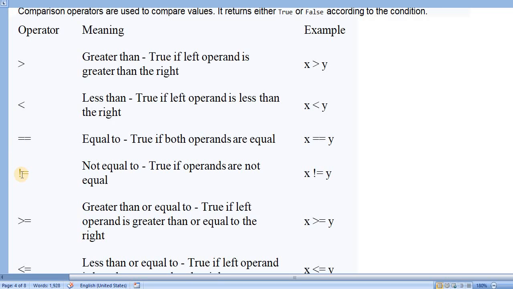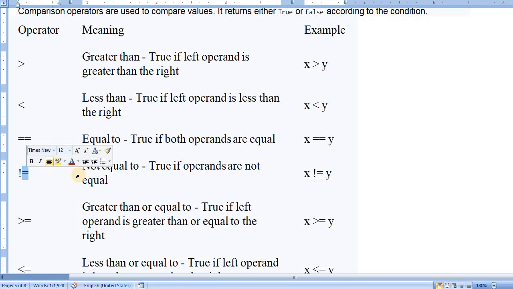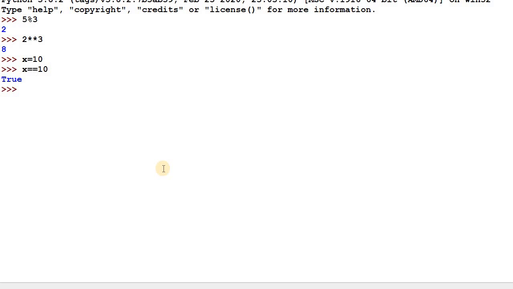This is not equals to, the exclamation sign and equal. This is the symbol of not equals to. It is true if operands are not equal, like x not equals to y. For example, here x not equals to 10 returns false, because the value of x is 10, so x and 10 are both equal.